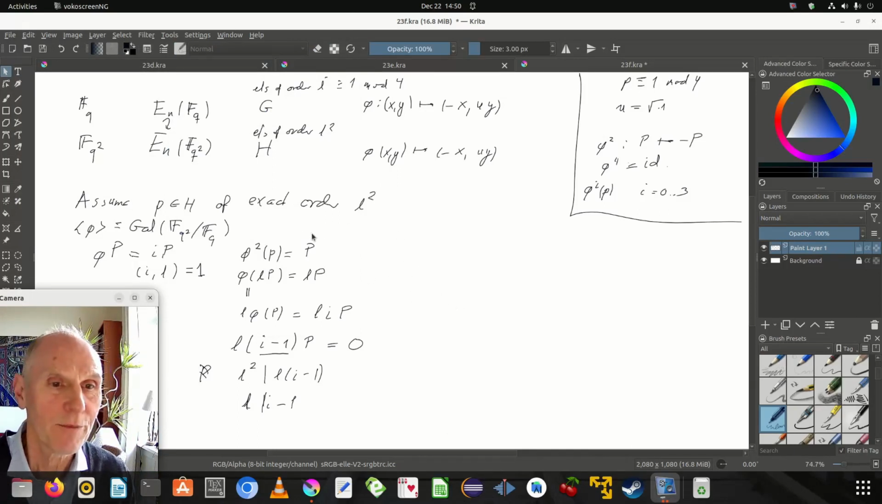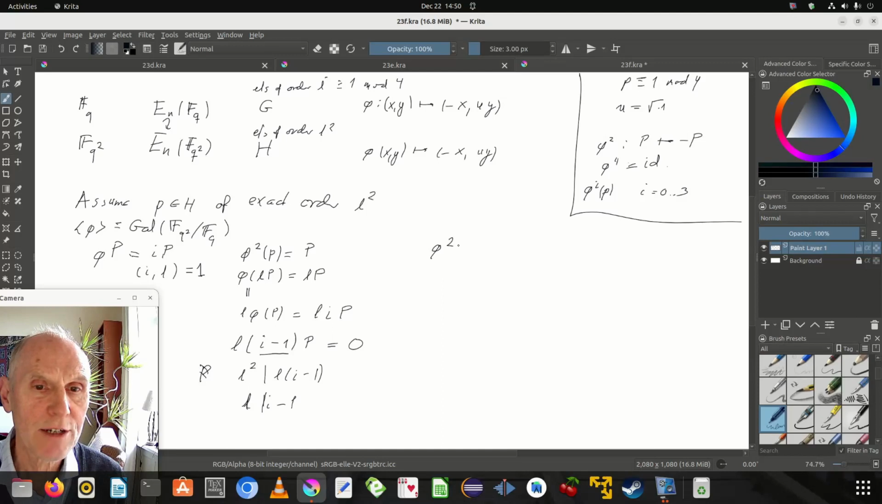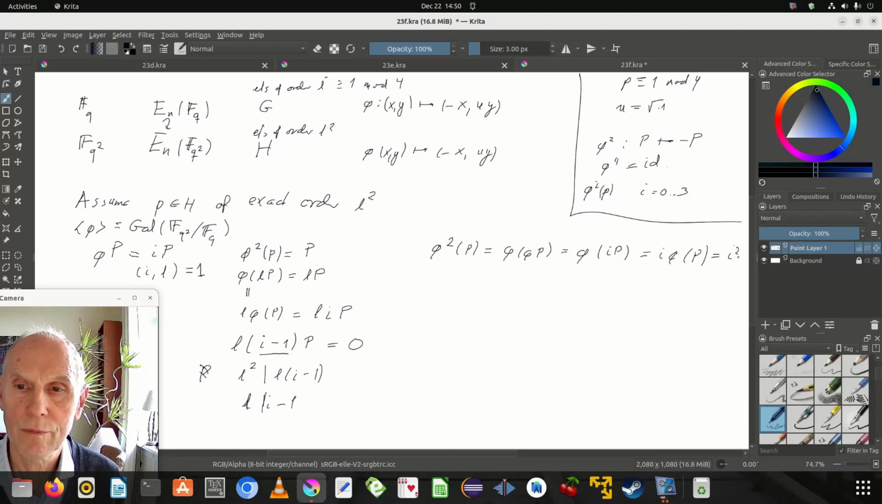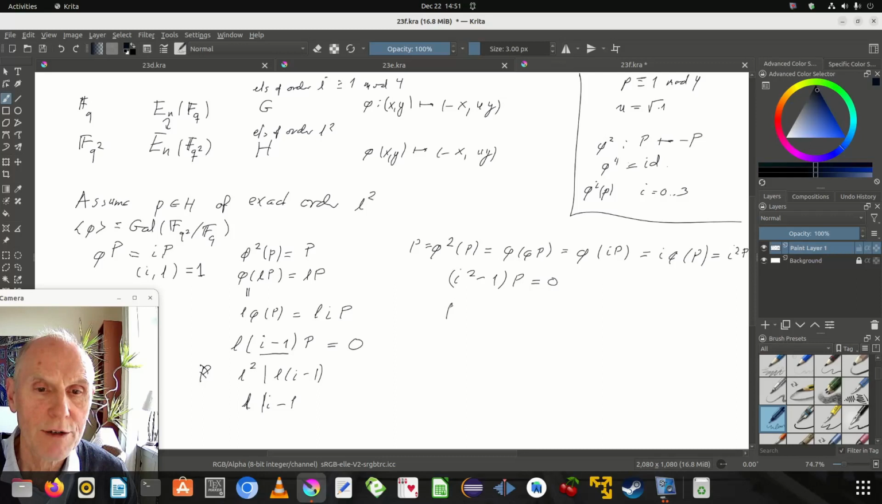All right, I looked at it. We have this condition as well. So let's assume that phi P equals I P, and phi squared of P, and this is of course equal to P, and that means I squared minus 1 P is naught. So we have L squared divides I squared minus 1.